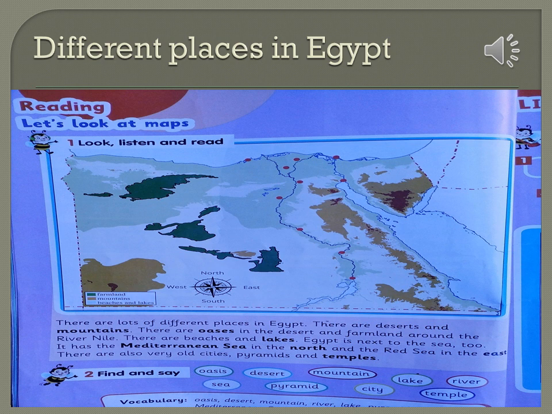Okay, exercise 1, look, listen, and read. So please listen carefully while I'm reading. There are lots of different places in Egypt. There are deserts and mountains. There are oases in the desert and farmland around the river Nile. There are beaches and lakes. Egypt is next to the sea too. It has the Mediterranean Sea in the north and the Red Sea in the east. There are also very old cities, pyramids, and temples.